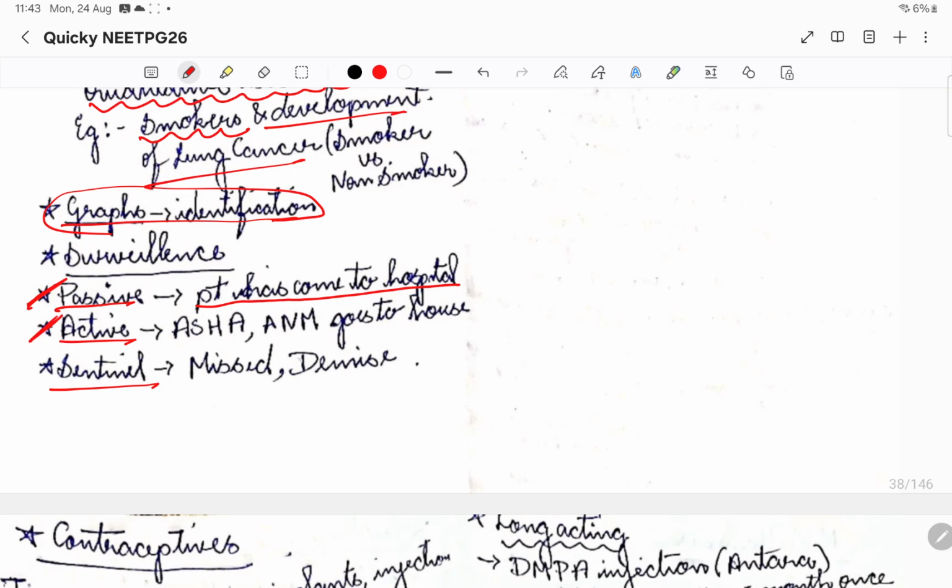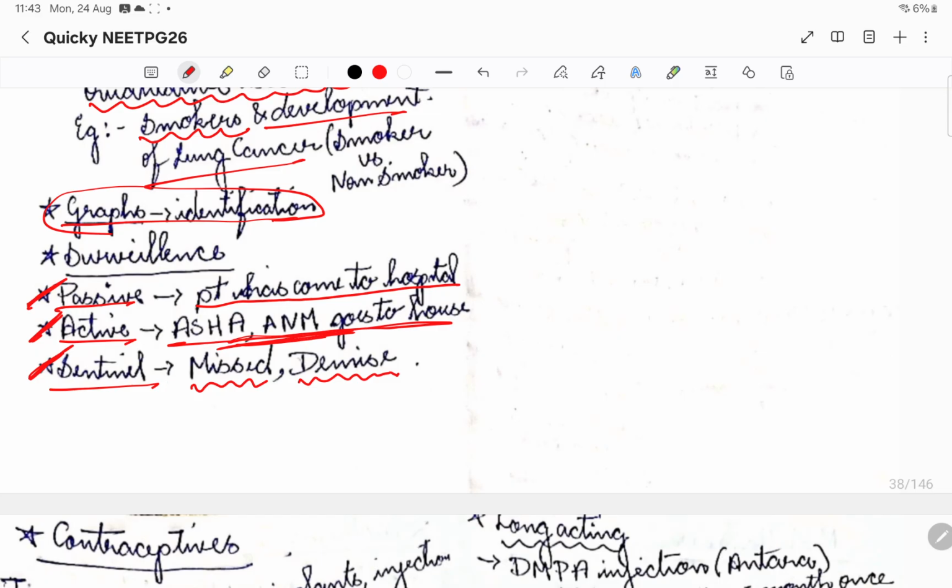Whereas active surveillance is where I'll send some of my volunteers, that is ASHA, ANM, to go to certain houses and check whether that person has COVID. This is called active surveillance. Then sentinel surveillance is where we have missed certain cases or there have been dead cases. So this is where sentinel cases come in.